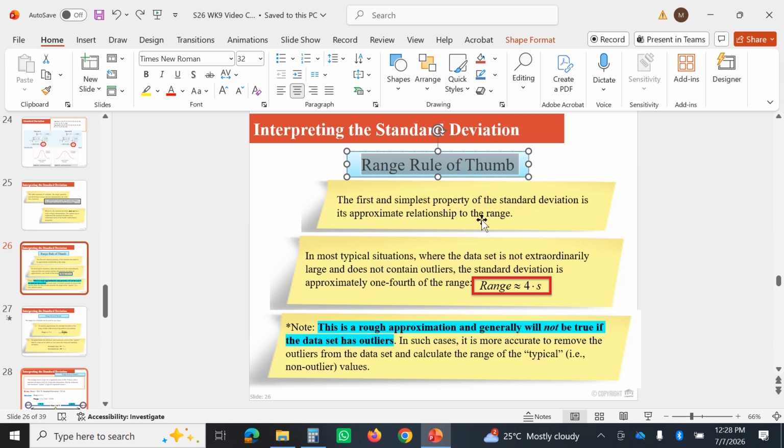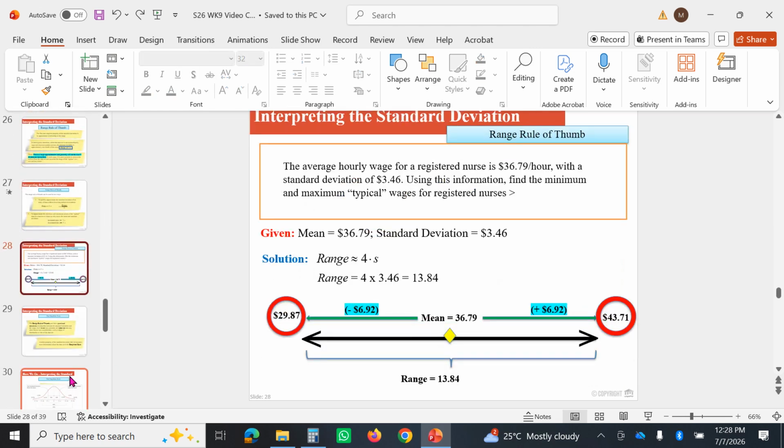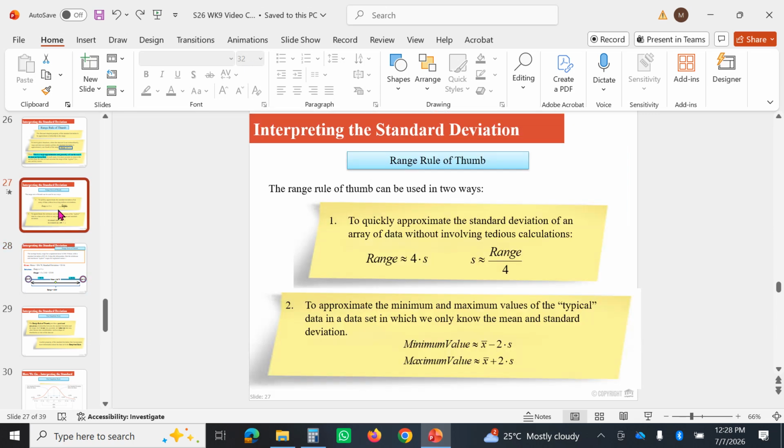Range rule of thumb. This is an easy peasy way to find the standard deviation when you're only presented with the range. Okay. And please note, this is only a rough approximation and generally will not hold true if the data set has outliers. This is just kind of a rough way of doing this. The range rule of thumb can be used in two ways. There's the formula written like this, where the range is somewhat equal to 4 times the standard deviation.